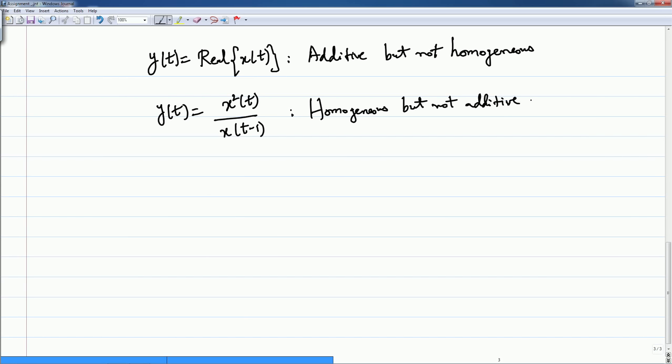So, instead of x of t, if you put in a times x of t, you see the a square on top will cancel with the a at the bottom, and you will get back a times the output. So, it is homogeneous, but clearly it is not additive.